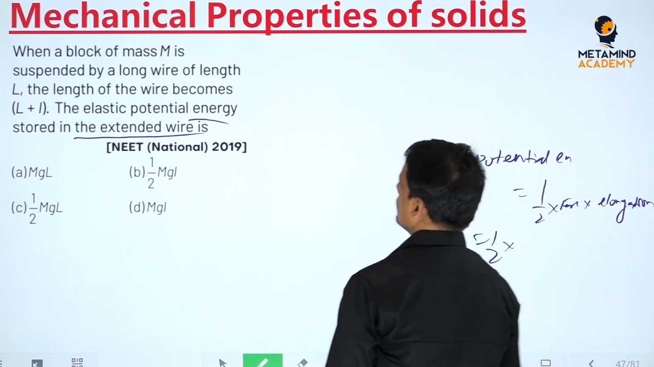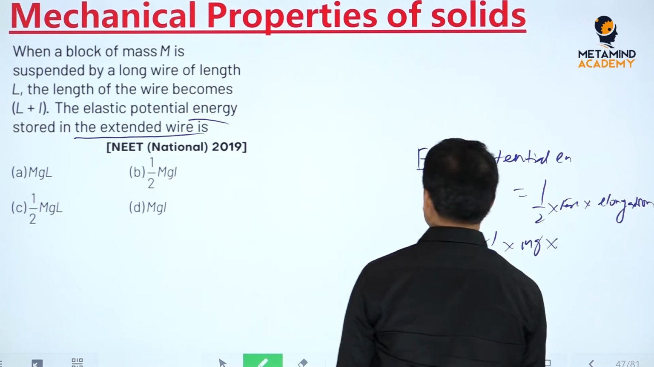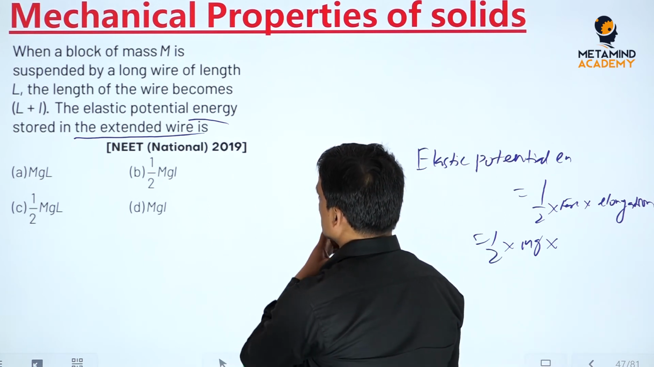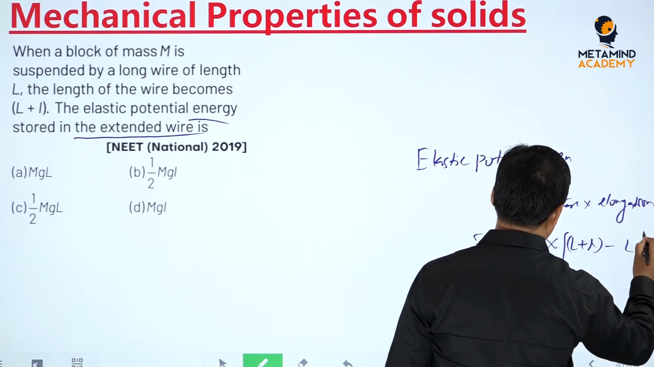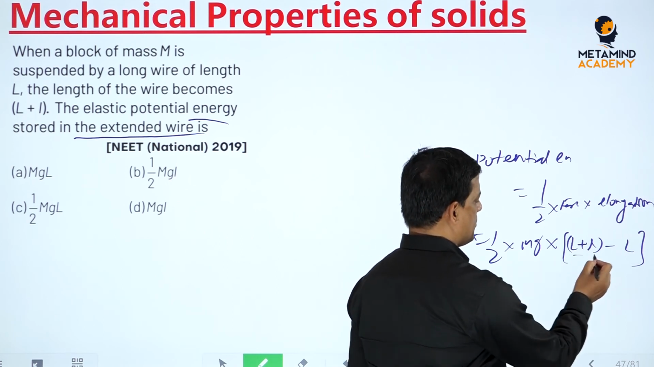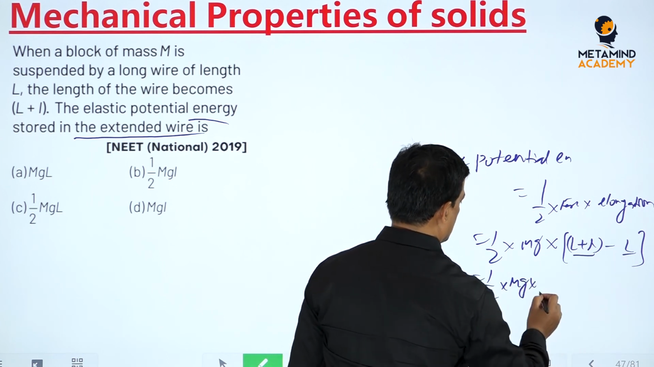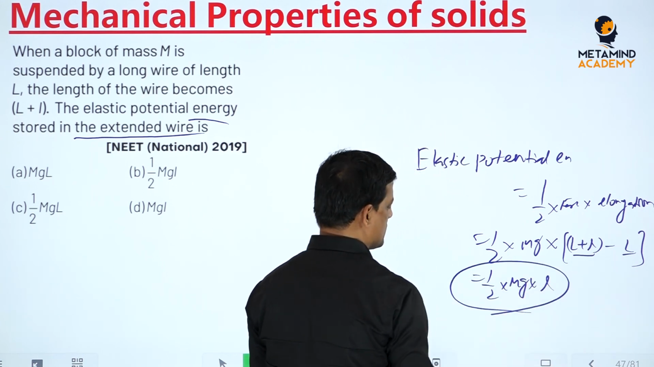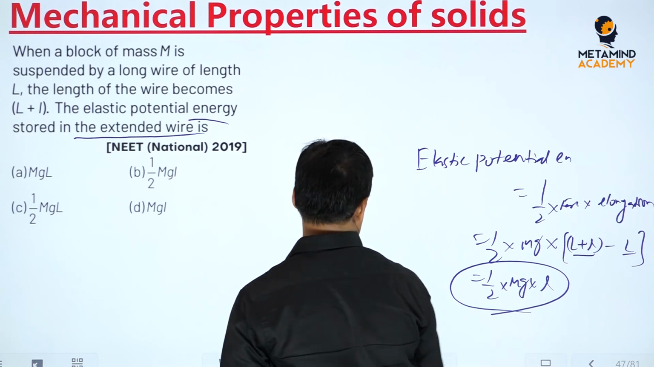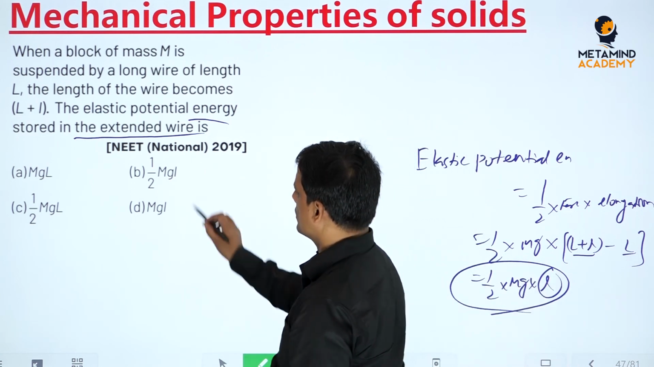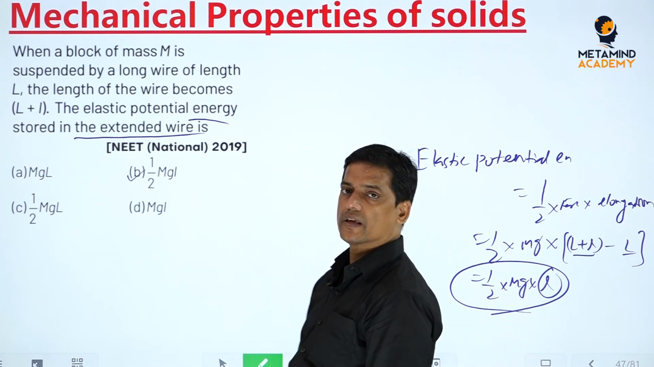How much is the force? The wire is suspended by a block of mass m, so the force will be M times G. And what is the change? Originally it was L and now it has become L plus l, so the change is L plus l minus L, that is l. So the elastic potential energy will be half of m into g into l, where l is the elongation portion. So this one, not this one, B, right.